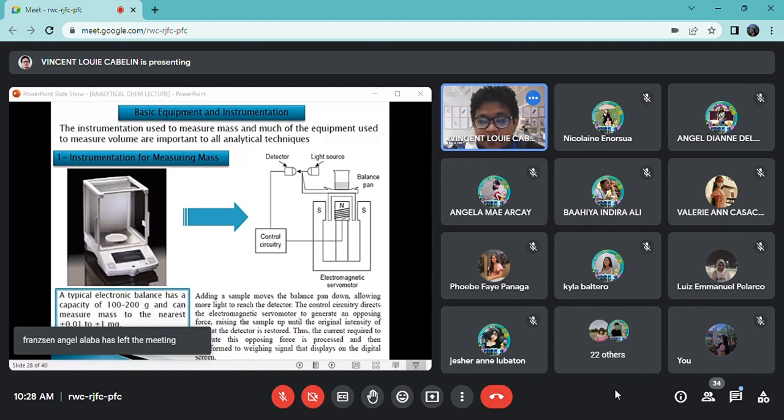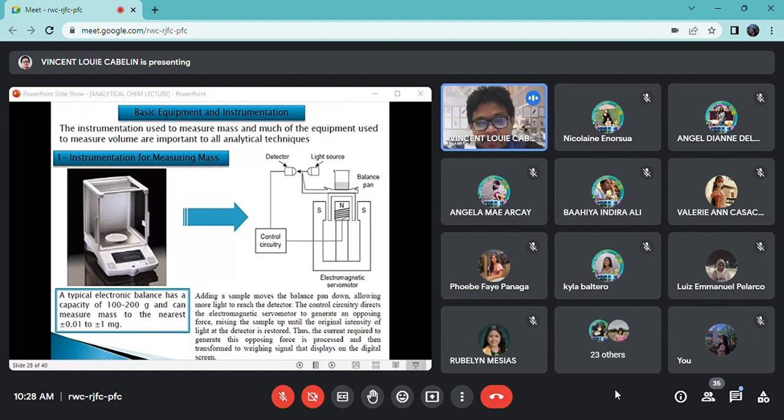Everyone knows what an electronic balance is. This electronic balance can measure from around 100 to 200 grams with measurement capabilities up to plus and minus 0.01 or plus and minus 1 milligram. Okay? Ibig sabihin, it can measure up to the nearest hundredths. So it can measure, let's say, 1.01 gram.